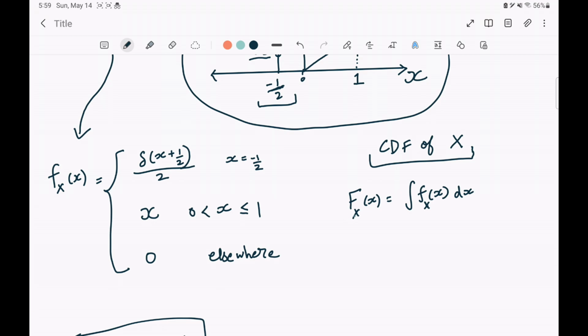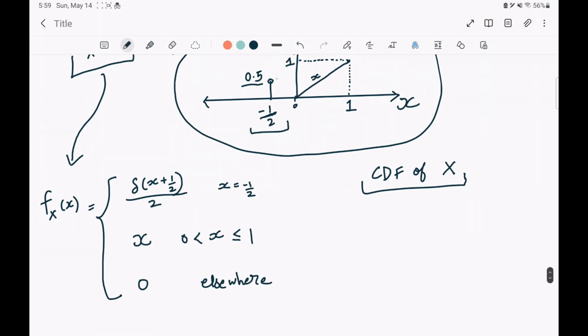From general observation, after integrating up to this point, all values after this point to 0 would be half. Integrating it here gives us the value half, and all the values after this would also be half, since there is no other density present between minus half to 0. So we can directly map it.